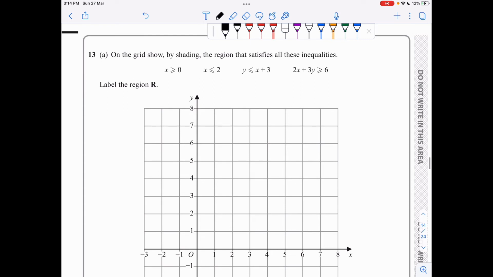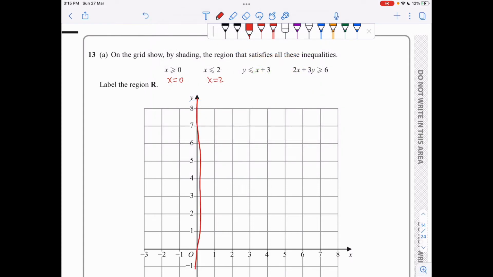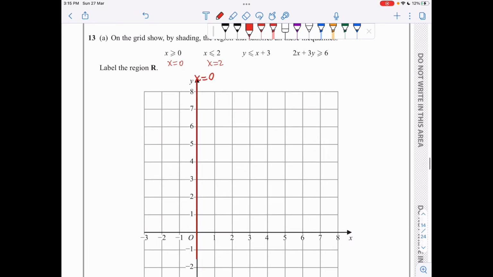Question 13 is about shading and inequalities. We need to shade the region satisfying all these inequalities. The first thing I notice is that we've got 4 inequalities, so I expect a 4-sided region. I'll start with the easy lines, x is 0, that's what I'm considering, and x is 2. They are both perpendicular lines, so this is x is 0 and we also have x is 2.